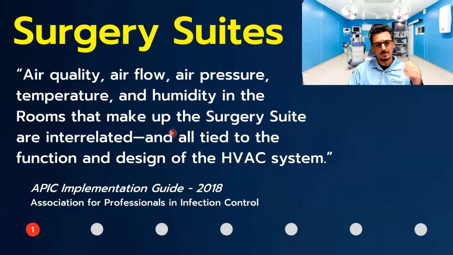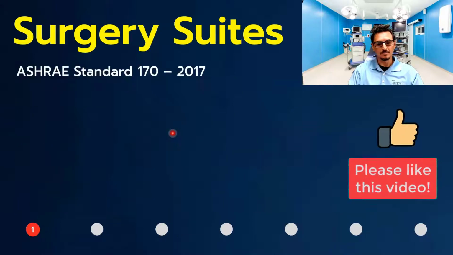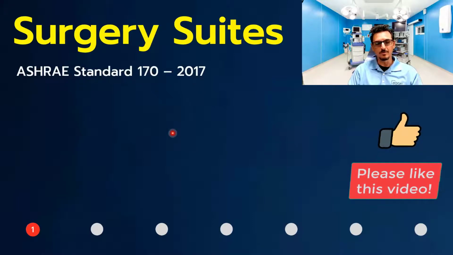So I took this quote from the Association for Professionals in Infection Control guide of 2018, which says air quality, airflow, air pressure, temperature, and humidity in the rooms that make up the surgery suite are interrelated and all are tied into the function and design of the HVAC system. So air quality, airflow, pressure, temperature, humidity, and also I would add cleanliness. There's a lot of stuff going on in these small rooms to make sure that we cool and dehumidify the room properly.